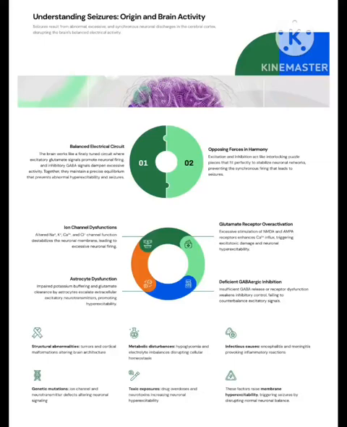Today is day 2 of Epilepsy Awareness Month. Today's topic is understanding seizures, their origin and their brain activity. Seizures result from abnormal, excessive and synchronous neuronal discharges in the cerebral cortex, which disrupts the brain's balanced electrical activity.